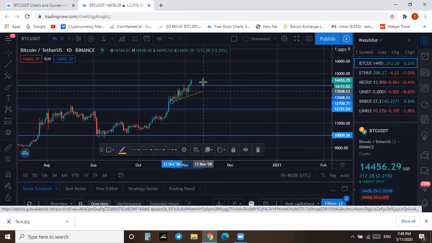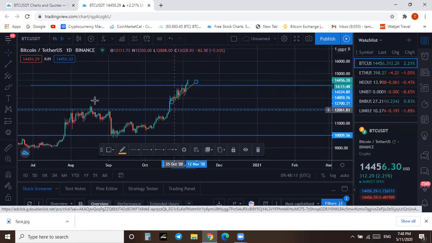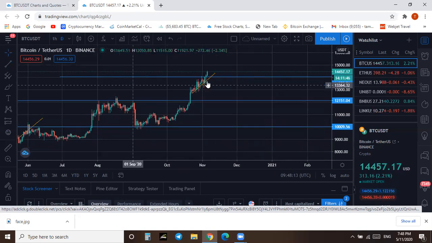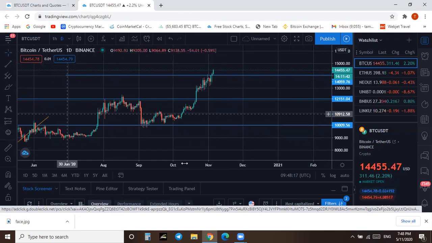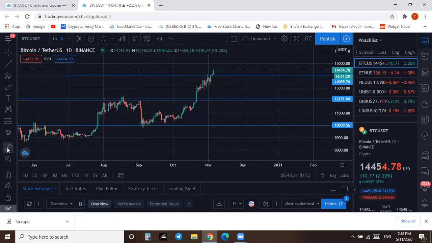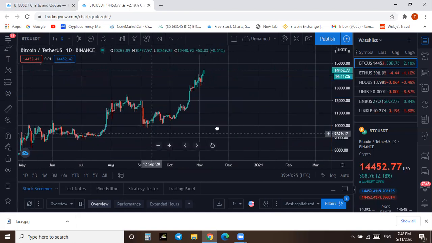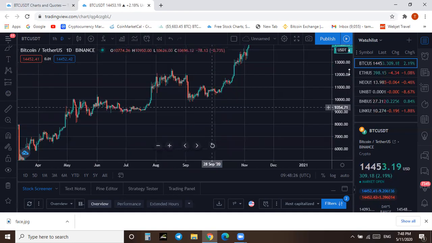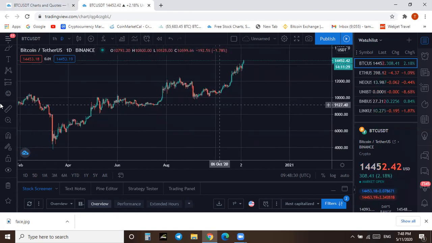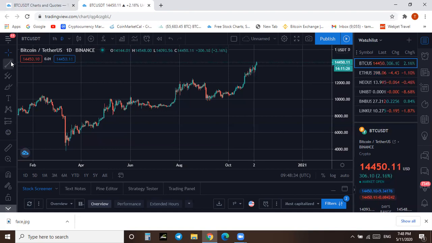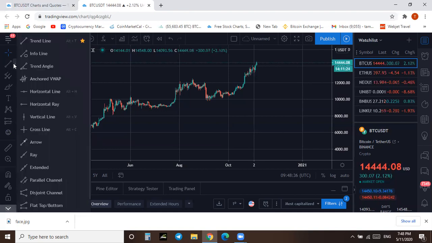All right, so I'm not seeing much here. I'm just going to get rid of that and get rid of that. I'll get rid of everything just for viewers' sake. So this is a naked chart of Bitcoin on the daily. So what I do is I'll come up here, click the arrow on the side, and go horizontal line.